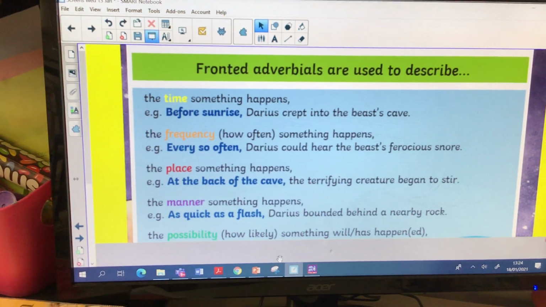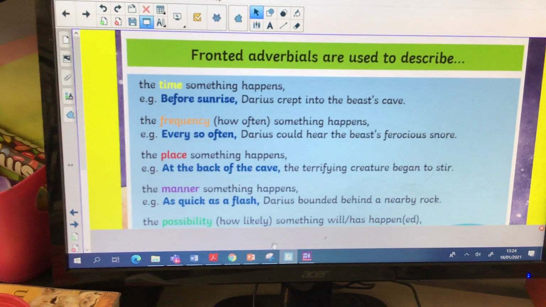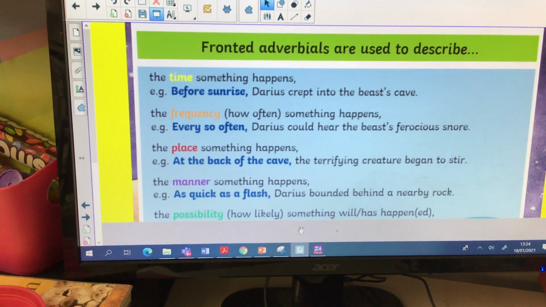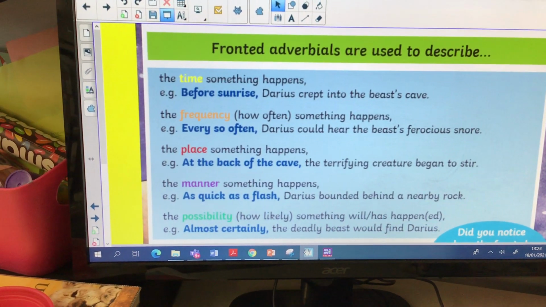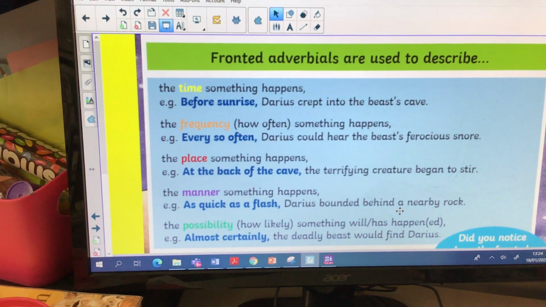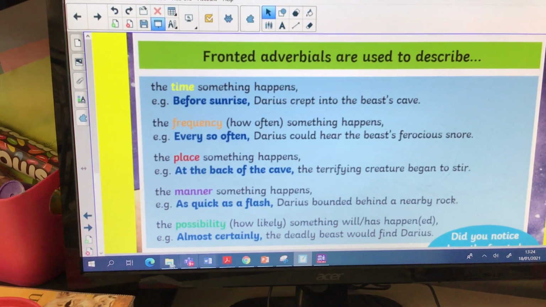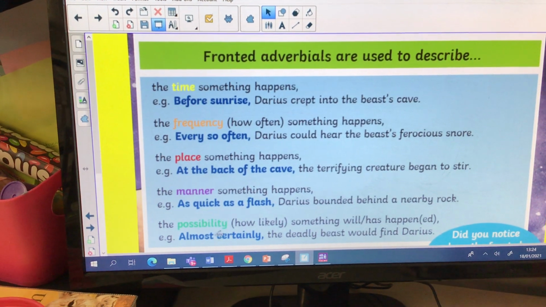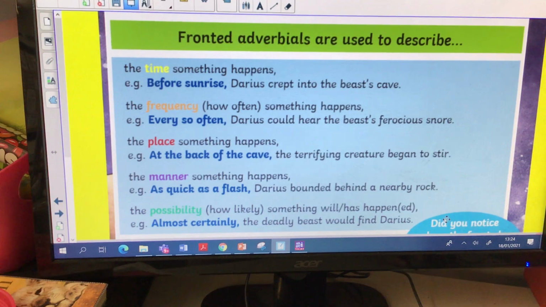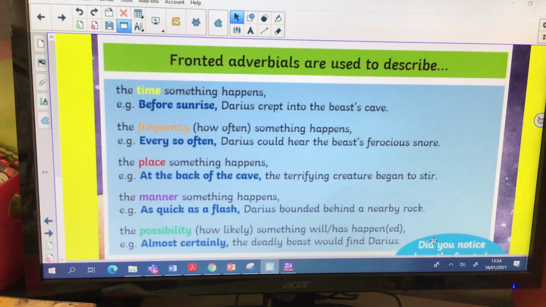And the final one is the possibility, how likely something is that it will happen or it has happened. Here's an example. Almost certainly the deadly beast would find Darius. And there it is at the bottom. Almost certainly is the possibility. So those are fronted adverbials.